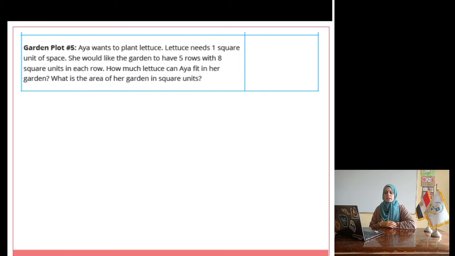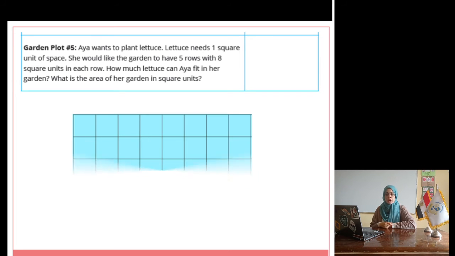Garden number 5. Aya wants to plant lettuce. Lettuce needs 1 square unit of space. She would like the garden to have 5 rows with 8 square units. How much lettuce can Aya fit in her garden? What is the area of her garden in square units?